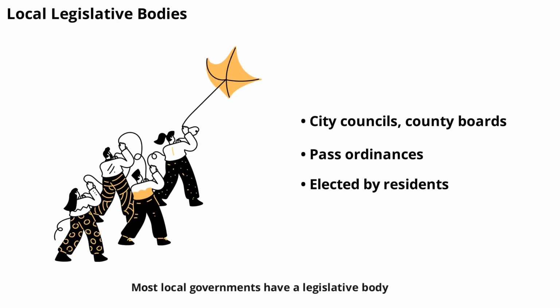Most local governments have a legislative body, such as a city council or county board. These groups pass local ordinances, approve budgets, and make decisions about community projects. Members are usually elected by residents and are responsible for representing their interests at the local level. This ensures that community voices are heard in local decision-making.